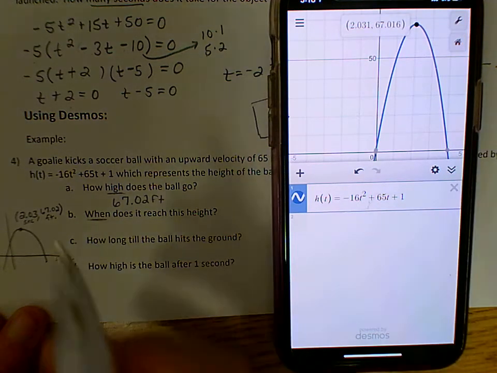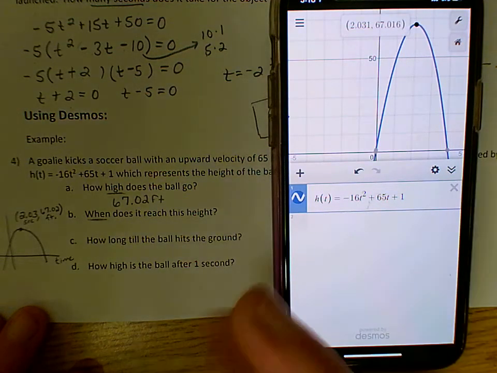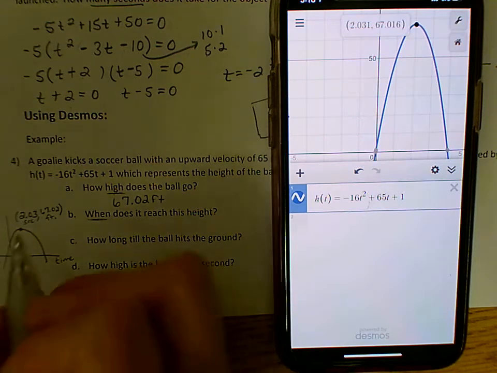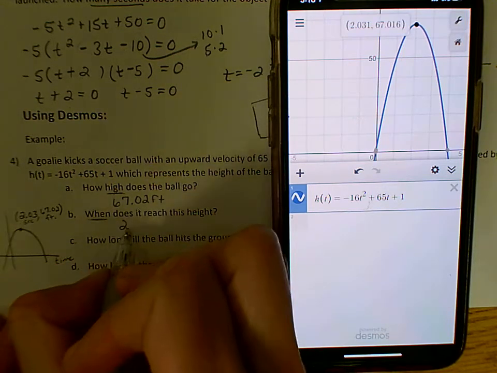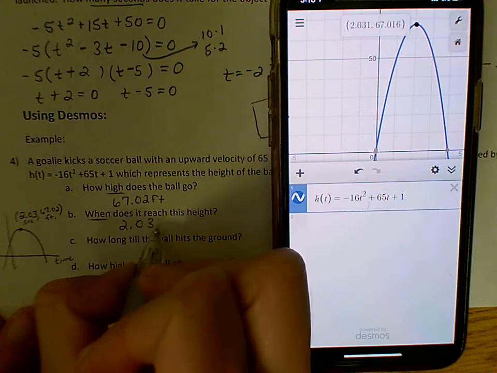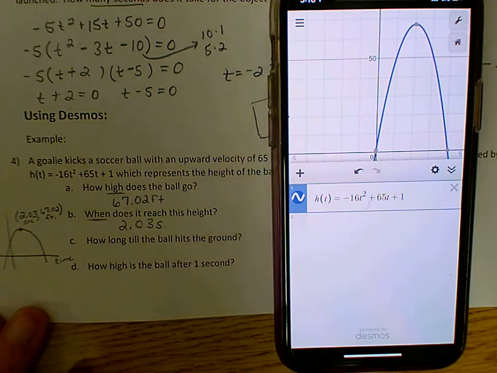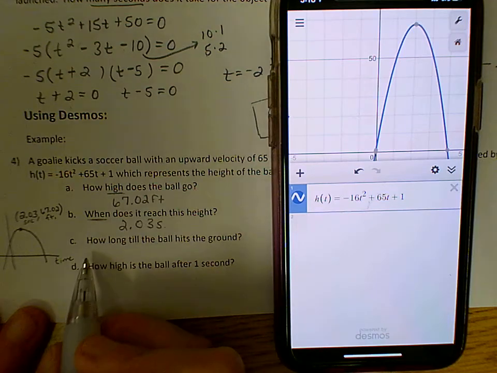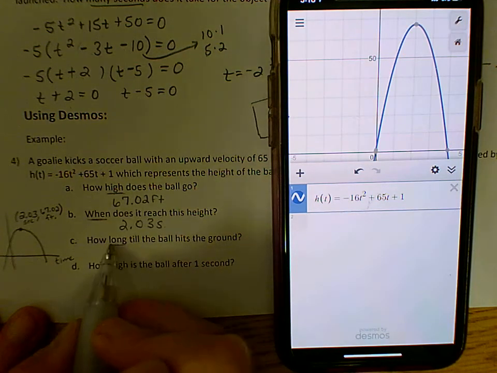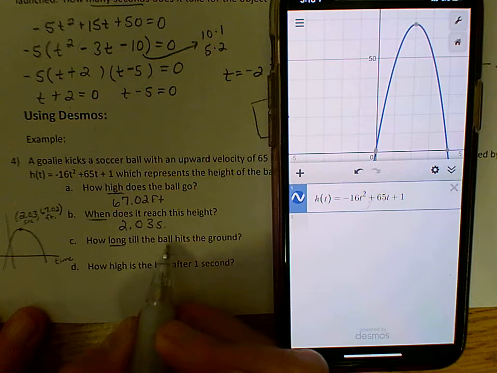Then it also says in part B, when does it reach this height? So that would be this part. So it reaches that height after about 2.03 seconds.